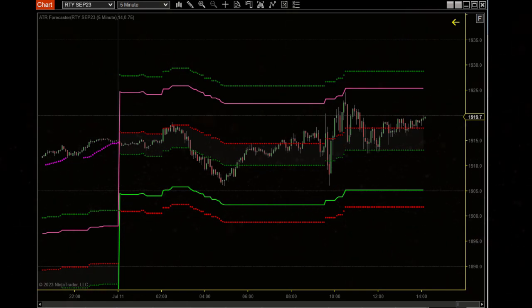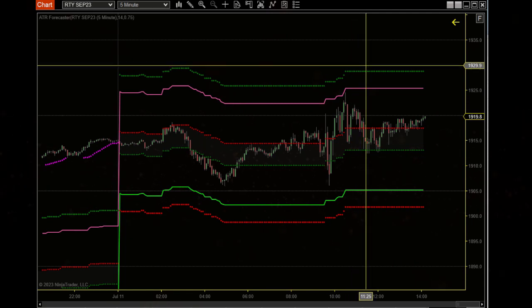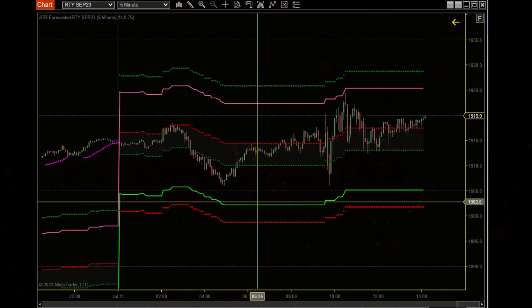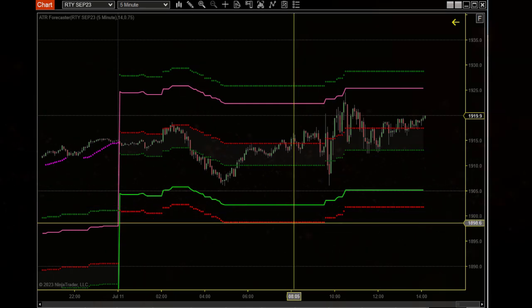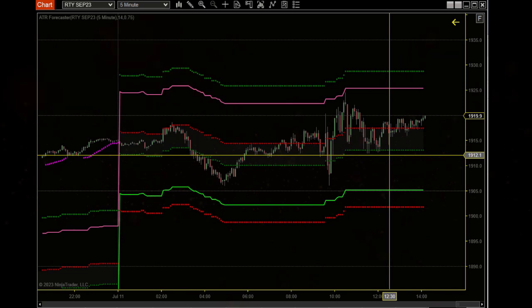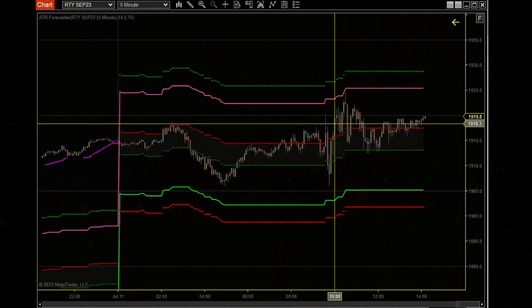I wanted to go over the features of the ATR forecaster indicator. And here we go. We've got it on a 5-minute Russell chart. Now, today was kind of a sleepy day, but what the ATR forecaster does is it forecasts the ATR value against the current price action of the day.